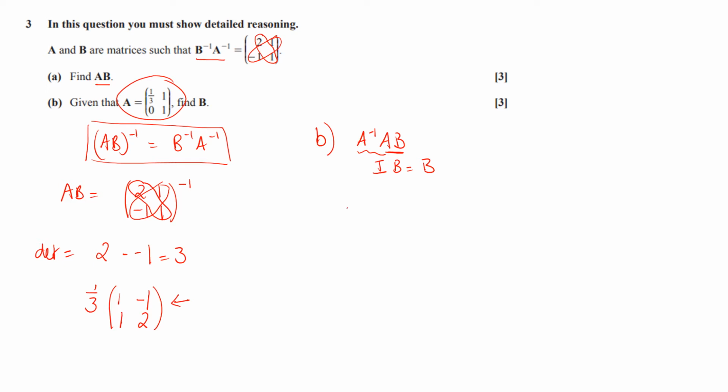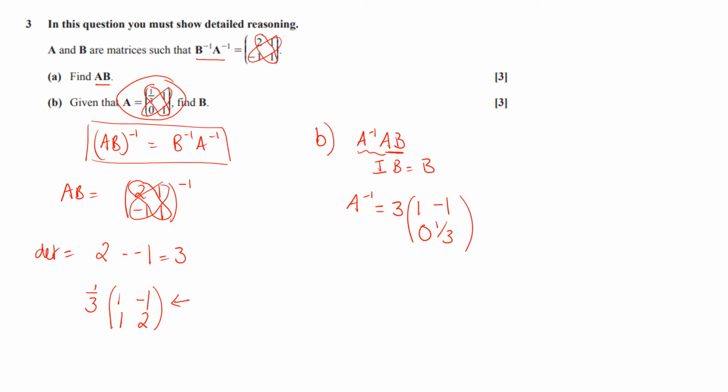So the inverse of A is going to be, the determinant again, we need to times these two diagonals. So 1/3 times 1 is a third. Take away these two diagonals, which has got the naught. So the determinant is going to be a third. And the reciprocal of that is going to be 3. And then we need to do the same again. We need to swap the diagonal elements and then change the sign of these two. So we need to take that inverse and times it by our answer from A.